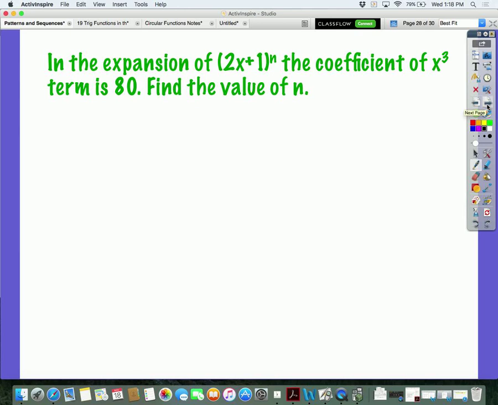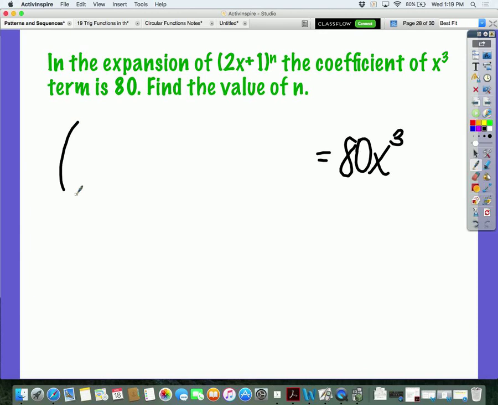It says in the expansion of (2x plus 1) raised to the n, the coefficient of x to the third is 80. That term is 80. We have to find the value of n. So this one's a little bit different. You have to work a little backwards because we know that our x to the third term, that coefficient's 80.